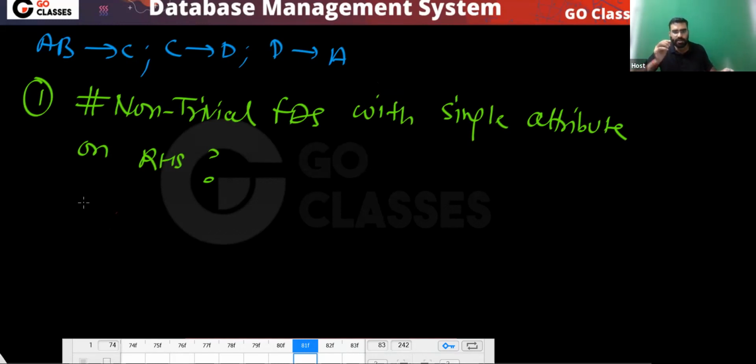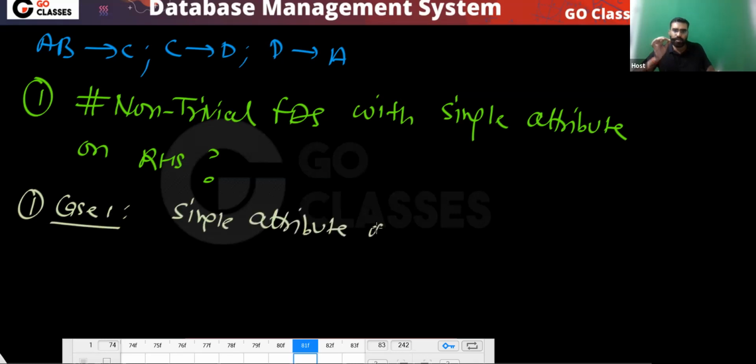For example, first you take single. Your case one. What you will do? You create the cases. Is this clear? What is case one? Case one: single attribute on LHS.